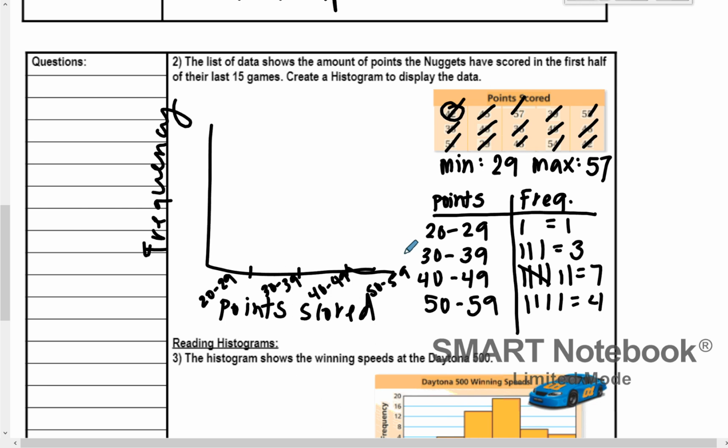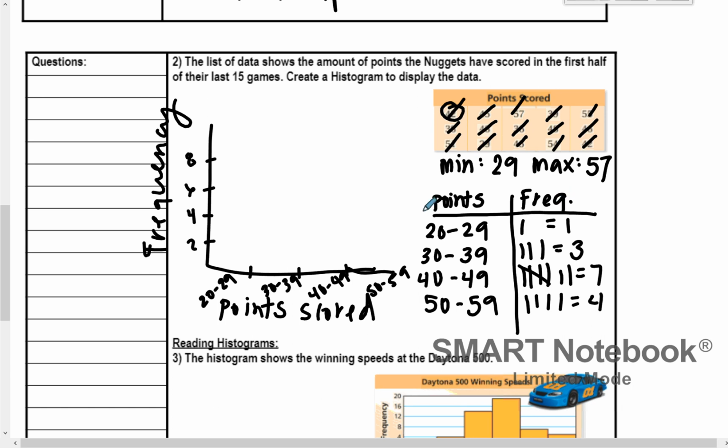Okay. All right, our frequency is from 1 to 7. So let's just count by 2s. Could have just counted by 1s, but again, it's very hard to write small on these pens. So we are going to just count by 2s.